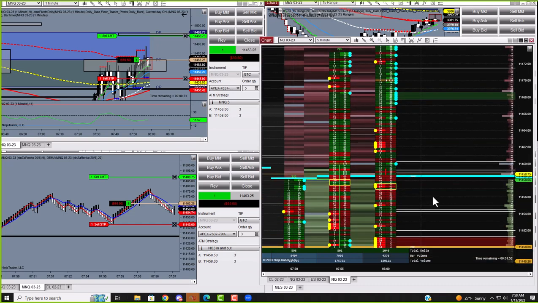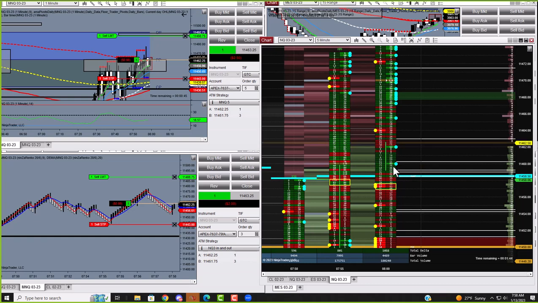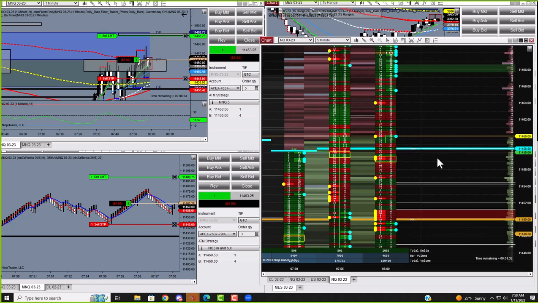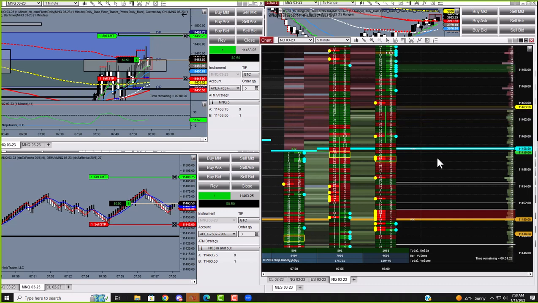Back into VWAP. And there's buyers buying again. Trying. Sellers holding us. Another seller came in. This freaking cat and mouse game, man. That's all this is this morning.